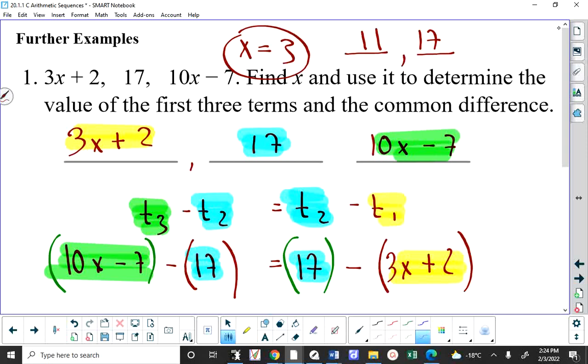Okay, so if we put x equals 3 in here, 10 times 3 is 30. 30 minus 7 is in fact 23. So it works. The true answer to the question is x has a value of 3, and the first 3 terms are 11, 17, 23, and you're also asked for the common difference. The common difference is 6.